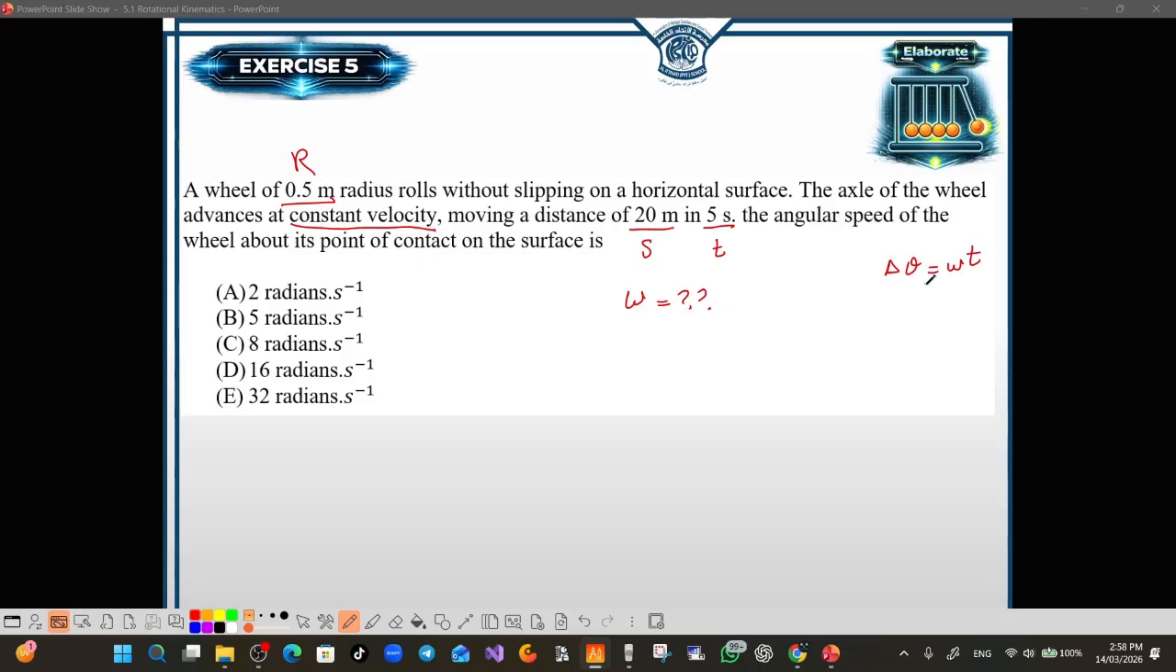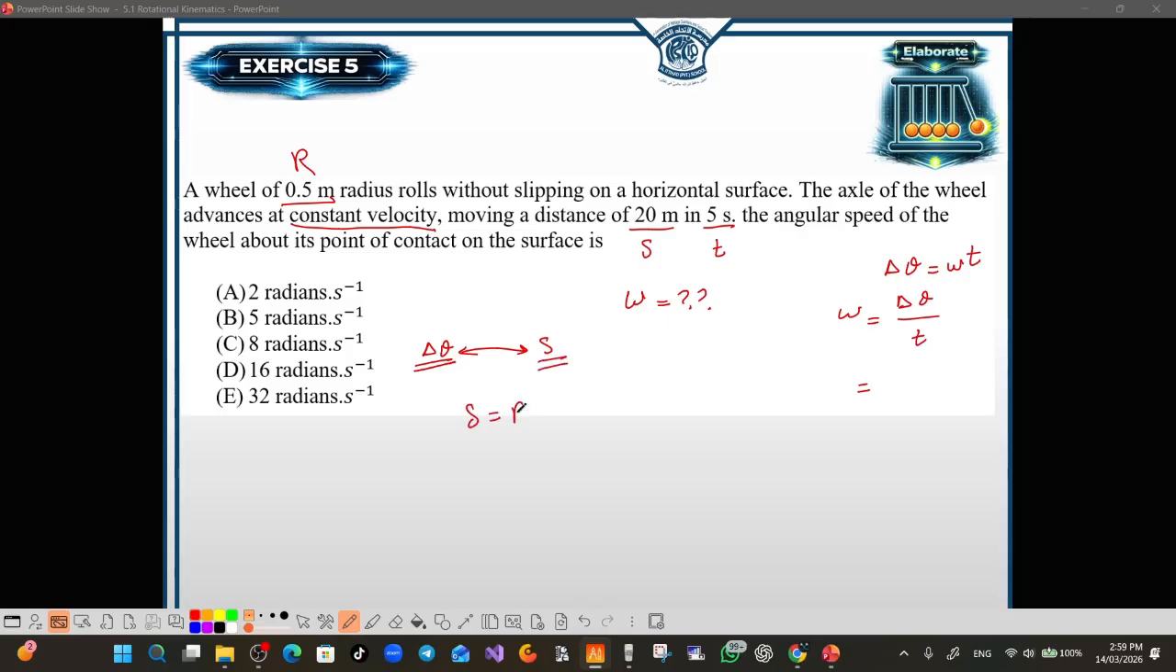Since we are looking for omega, we will move time to the other hand side and it becomes delta theta over time. Now, the problem here is that we don't know what delta theta is, but we know the distance traveled in 5 seconds. Actually, the delta theta is related to the distance. So the angular displacement is related to the distance traveled via this equation.